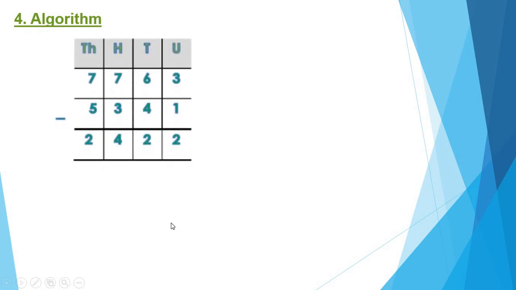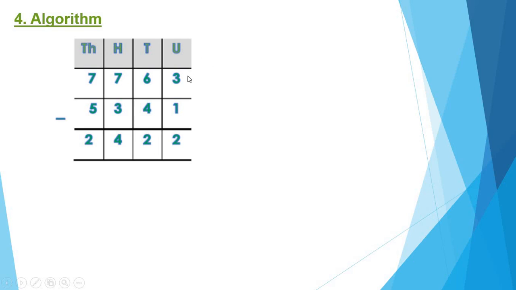Let's look at the algorithm. We've got the same numbers, 7,763. Remember, in this method, you don't break up any of the numbers. Your second number is 5,341. Now you start subtracting. You always start with units first. In maths, we work from right to left.